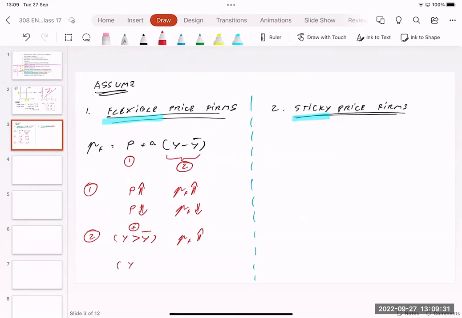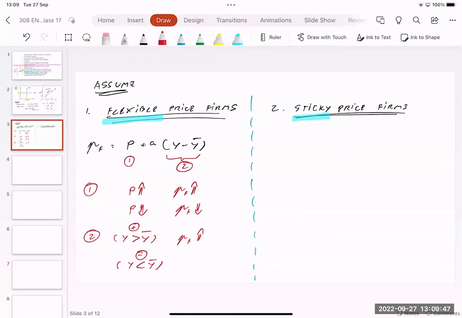On the other hand, if Y is less than Y bar, the bracket is negative. It means the economy is bad: GDP is less than the full employment level. When the economy is bad, this bracket becomes negative, and the right side of the equation becomes lower.